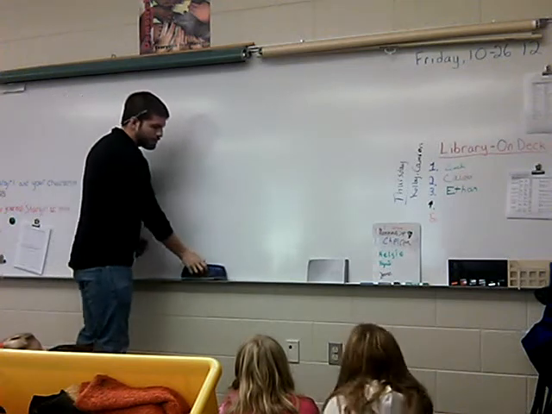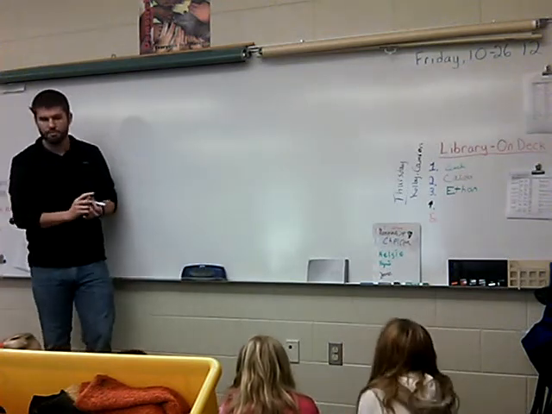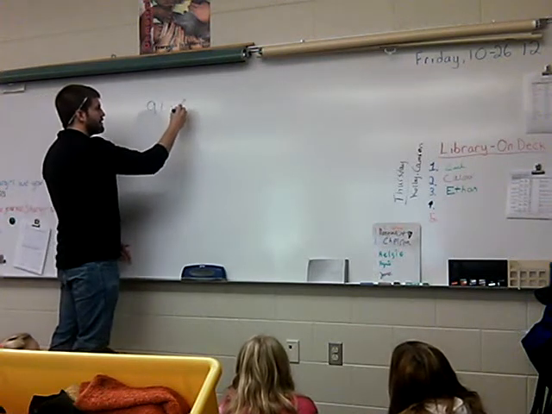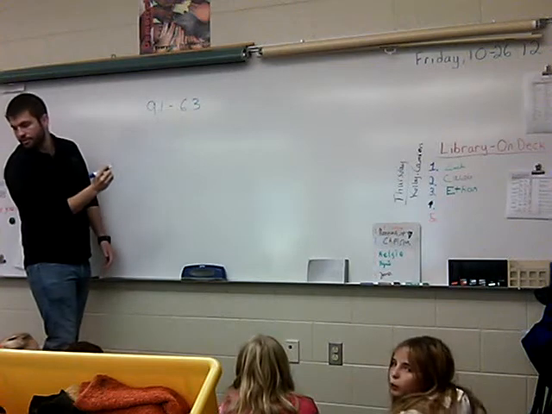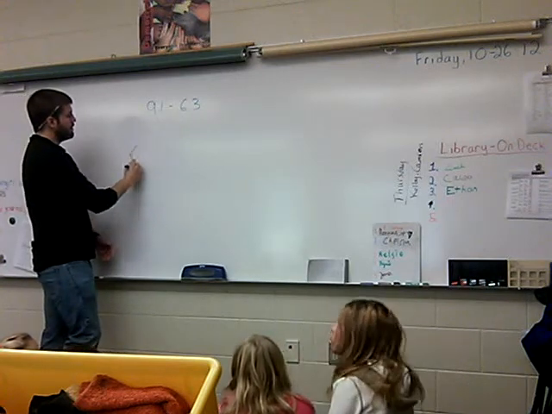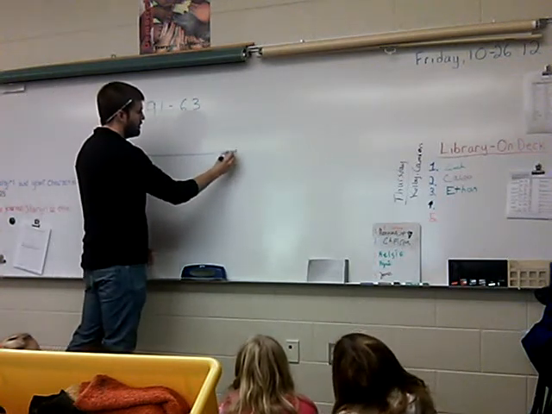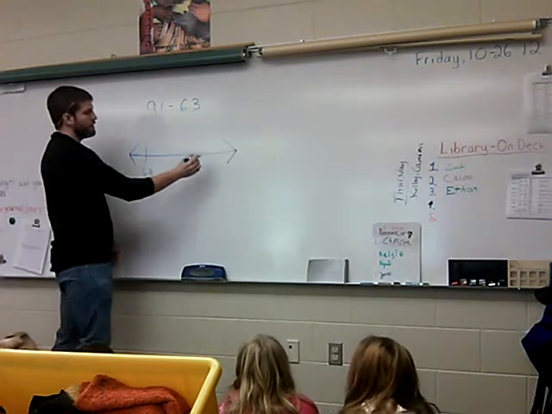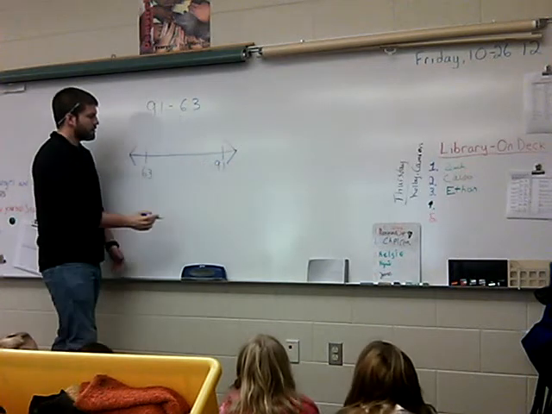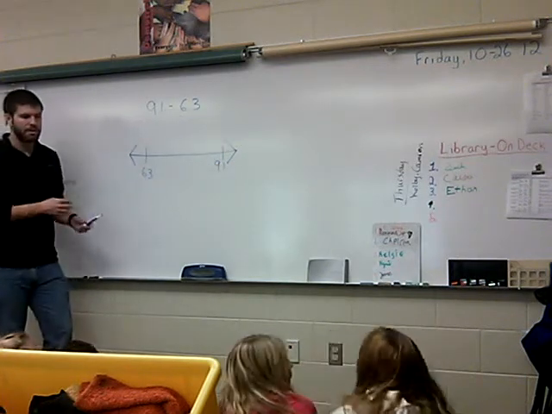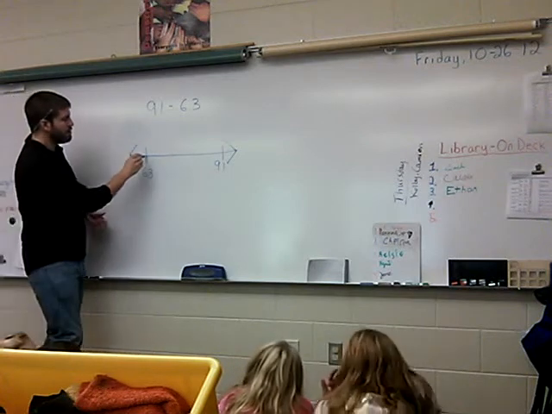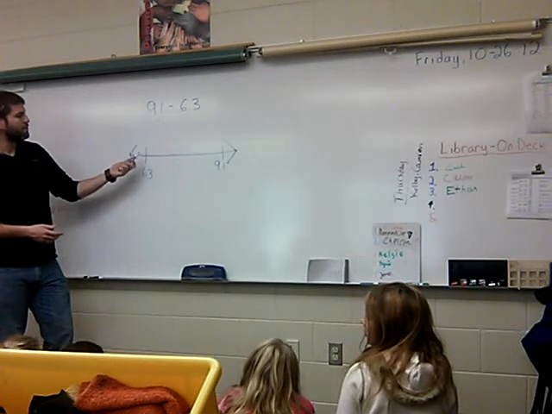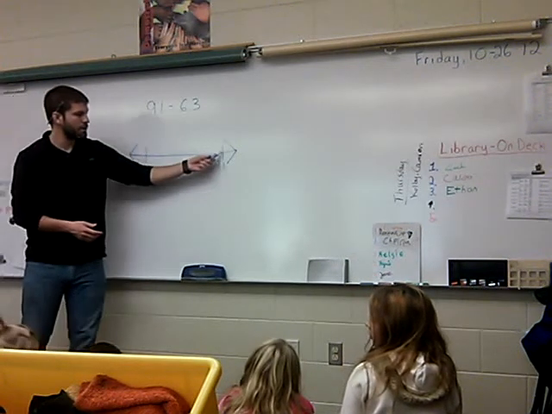Instead, subtraction is almost like doing everything in reverse. When I talked to Zach for that same question, 91 minus 63, I told him to first think of these numbers on a number line. Obviously 63 would be on the low end of it, 91 would be on the high end. Subtraction, guys, your main job really is to figure out how much is in between these two numbers. It's a range. And so, how much would it take for me to get from 63 to 91?